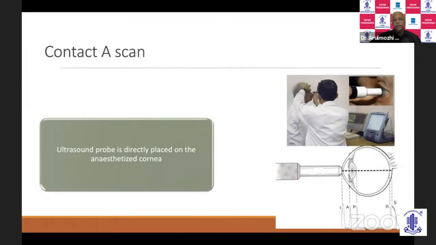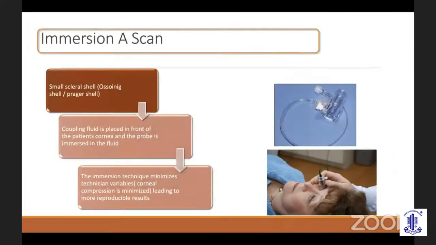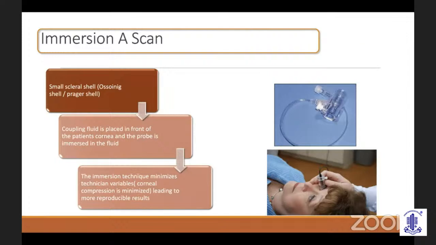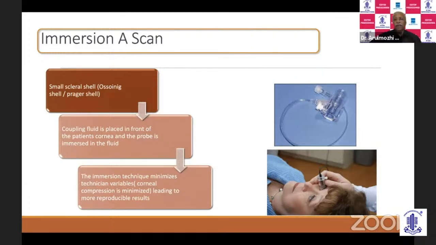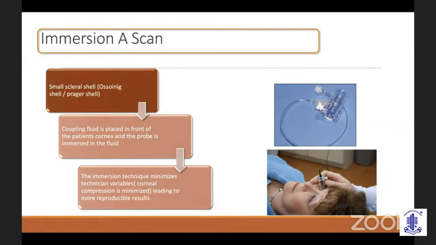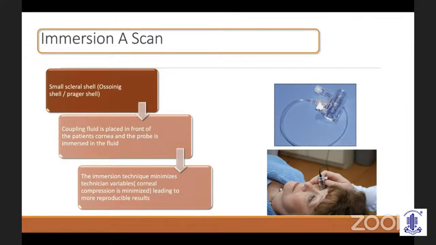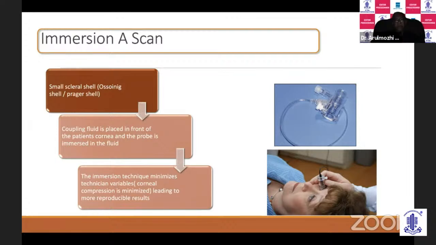The cornea is anesthetized and the probe is placed right on the cornea and the measurements are taken. In the immersion scan, you have several different types of shells that are available, which are basically hollow shells that are filled with BSS, placed on the cornea, and the probe is placed in the water bath or the BSS. The probe does not touch the cornea, thereby removing one source of error, which is the indentation of the cornea. That's about all that the immersion device removes. So theoretically and practically, it's more accurate than the applanation method.